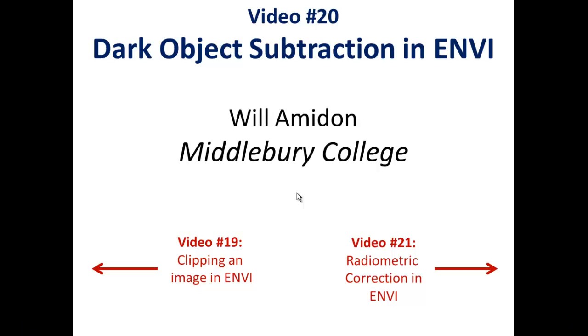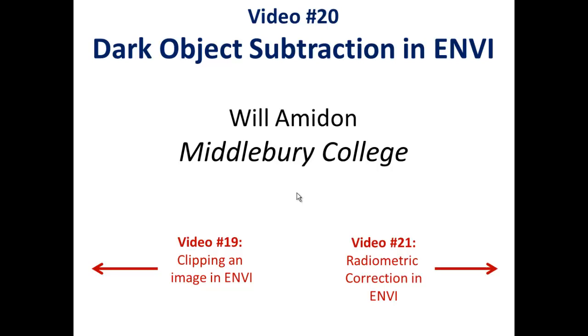Hi everybody, welcome to video number 20, Dark Object Subtraction in ENVI. In the last video, we learned how to clip a Landsat image in ENVI. And ultimately we're going to use this Landsat image to do what's called spectral mixing.